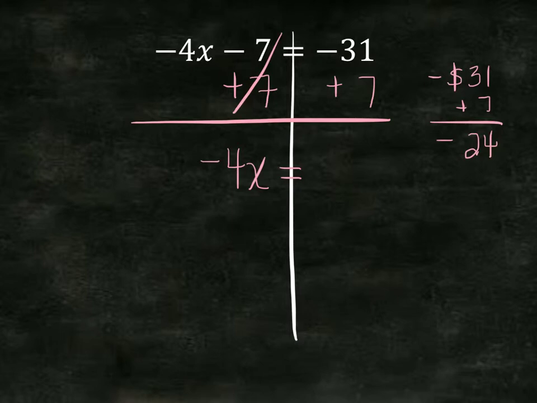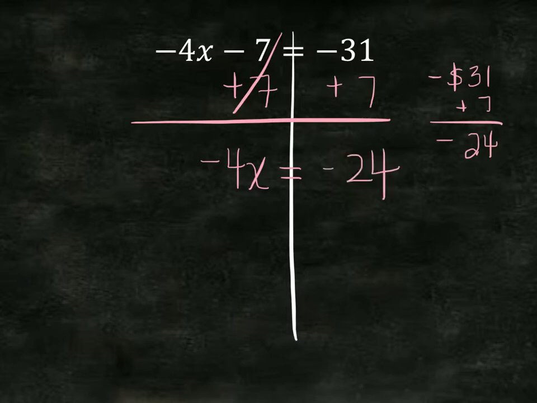Okay? So when we do this, we're going to subtract the numbers and then take the sign of the larger absolute value. So over here, I've kind of shown you why. Like I said, I like the money analogy because it makes a lot of sense. When the signs are different, we take the difference, keep the sign of the larger number. All right, so that leaves you with negative 24 over here.